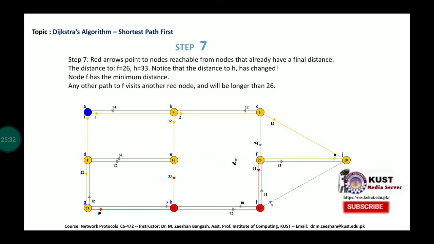If we can just reiterate the previous steps, now any path to F that has to visit the red nodes will no longer be 26. So now we have to change that node color, and node F has to be changed to orange, and it indicates that now 26 is the least path to F.